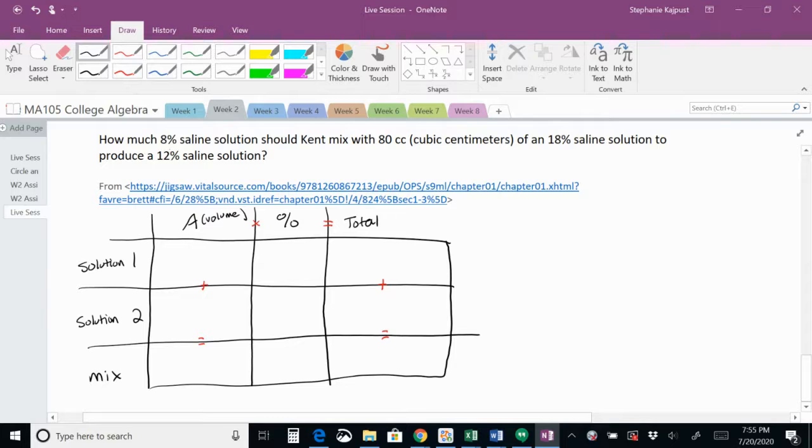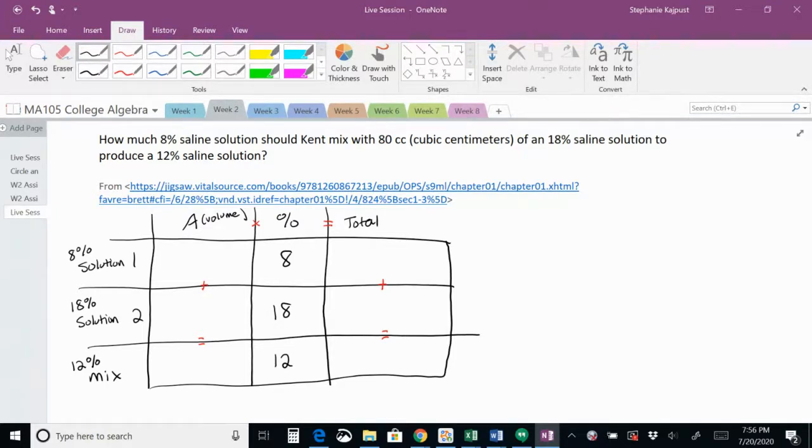So we've got an 8% saline solution, so I'm going to put that in the percent. So this is going to be the 8% solution. And then we've got an 18% solution. So I'm going to put that here. And we want a 12% solution. Now I could convert these percents to decimals, but in a problem like this with the mixtures, we don't have to. We can leave them as whole numbers.